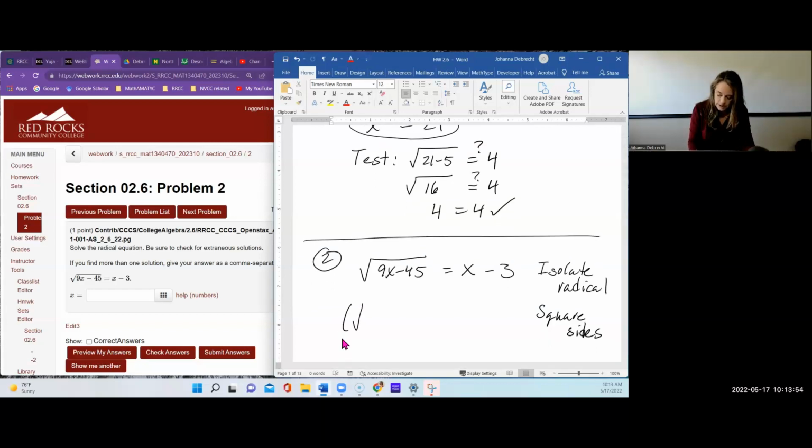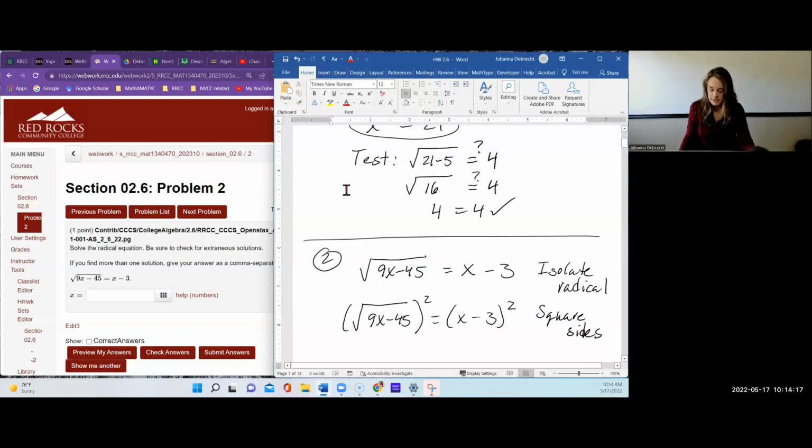Now we put parentheses around each individual side of the equation, from the beginning to the equals and square, from the equal to the end of the equation and square. In other words, we're not squaring x and we're not squaring -3 just by themselves. We're squaring the quantity x minus 3. That means that we're going to have a binomial times itself.